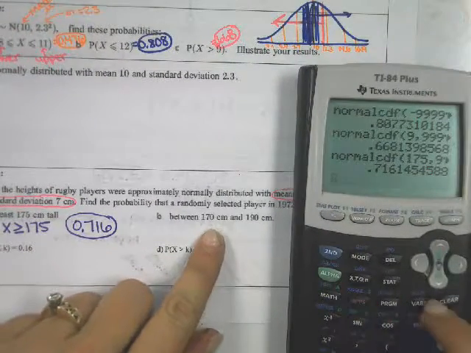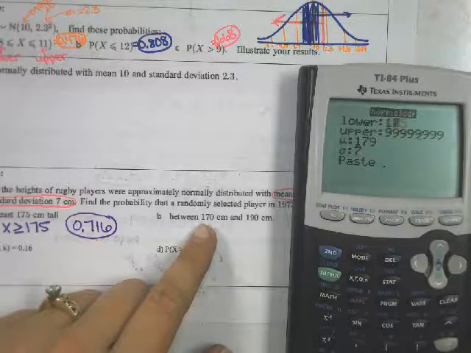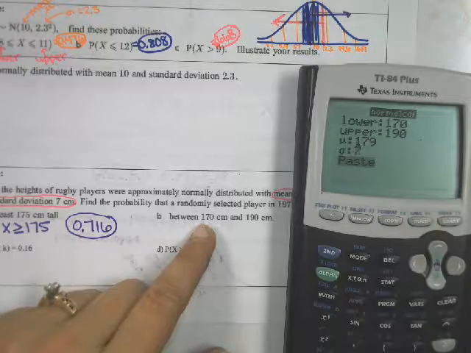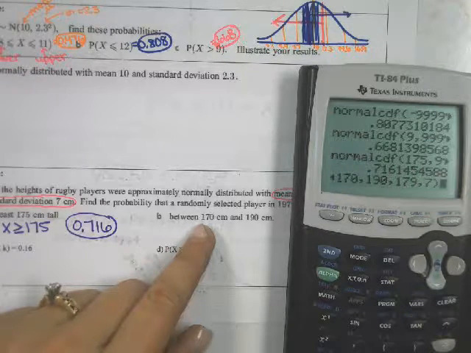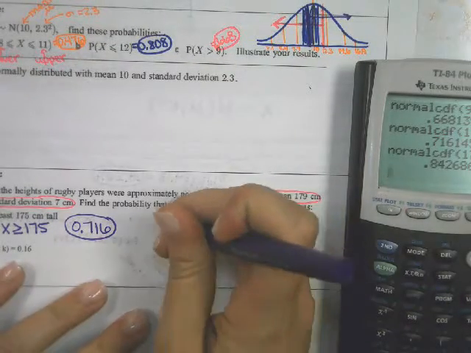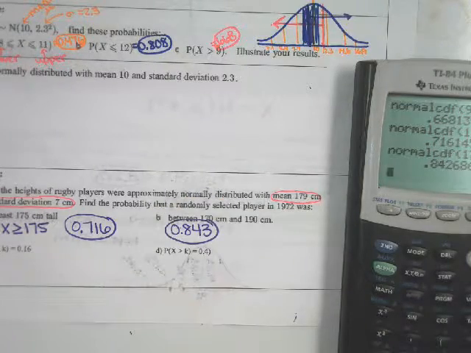To do between two numbers, I think this one's a little easier to see. We do normal CDF. The lowest is 170. The highest is 190. Same mean, same standard deviation. And so this tells us that about 84% are between those two heights.